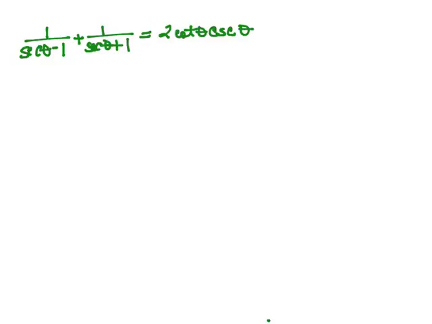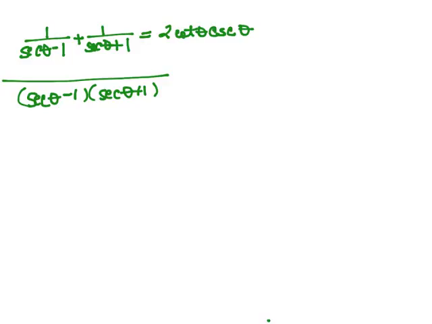To verify this identity, I'm going to start on the left side and get a common denominator. If I have secant theta minus 1 and secant theta plus 1, the common denominator would be their product. So my common denominator is going to be secant theta minus 1 times secant theta plus 1.